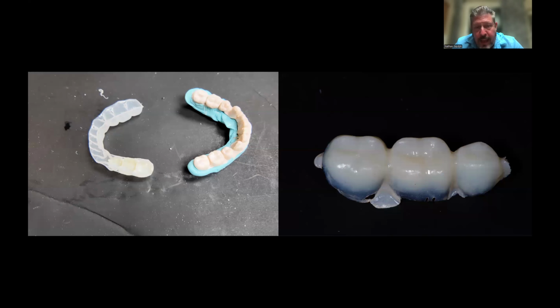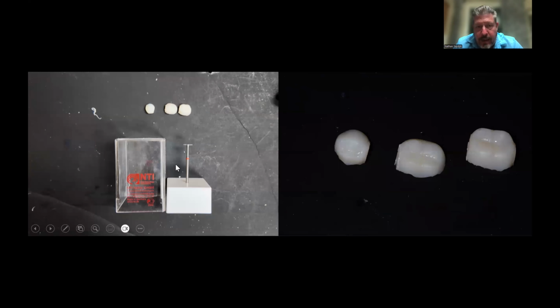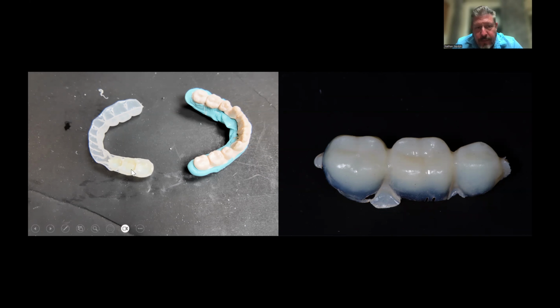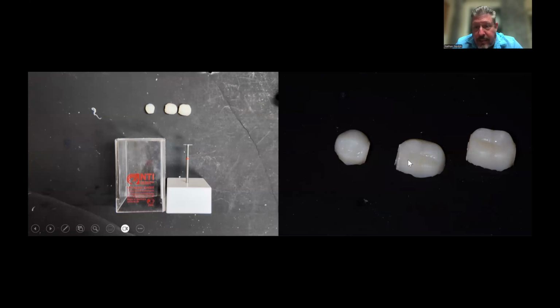Now I can pull that off. And now I have these basically like temporaries, right? I then section them with a little disc so they're individual teeth, because a lot of these cases, I need to move individual teeth because we're doing ortho. I can't have them bonded together.